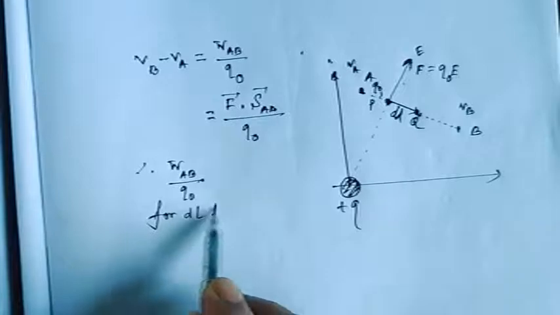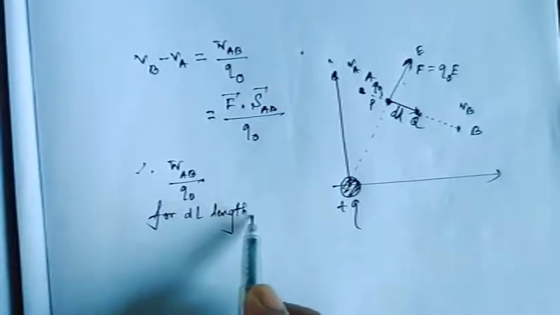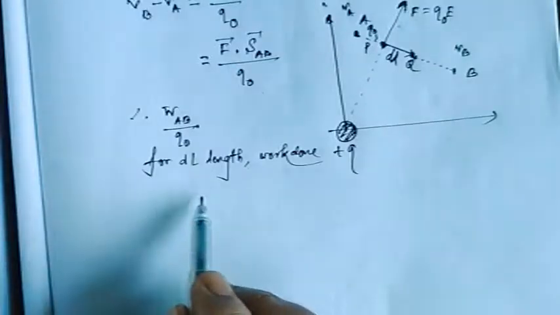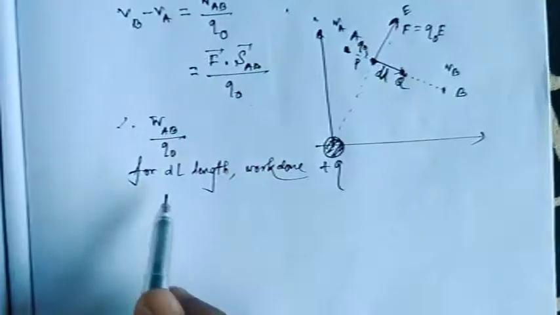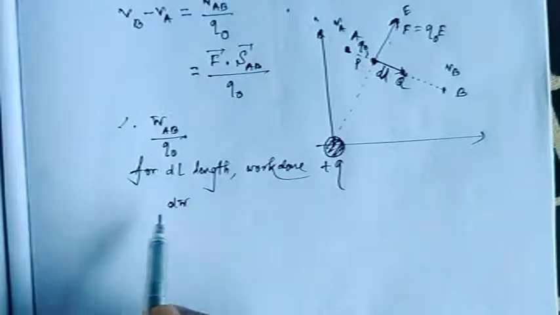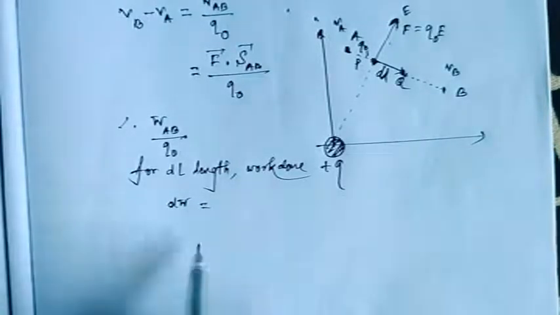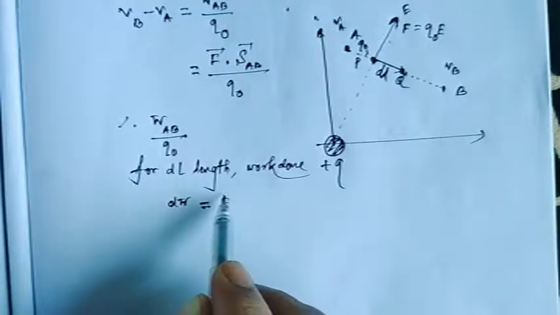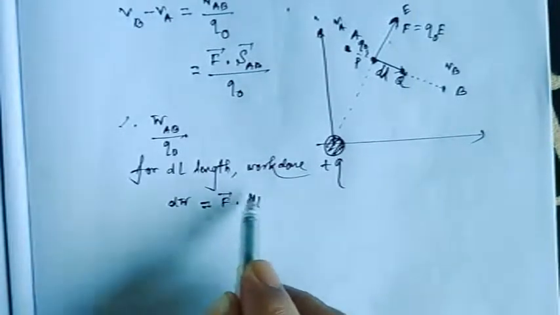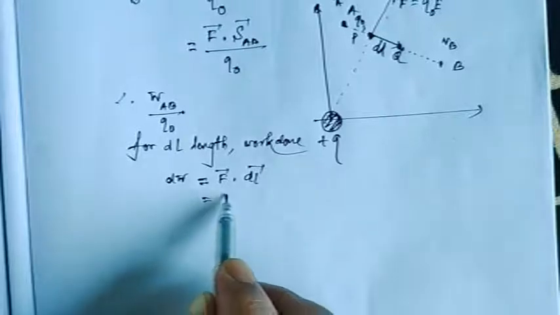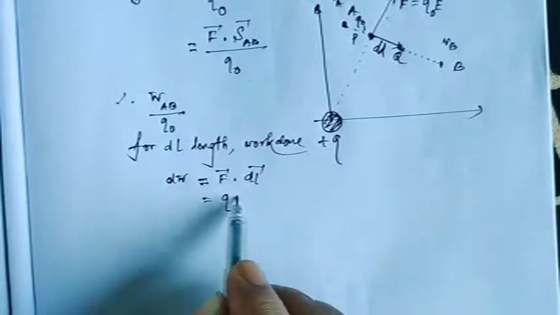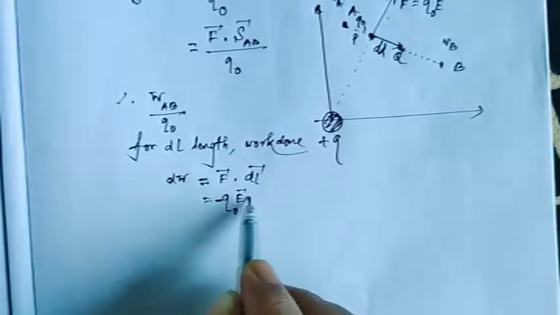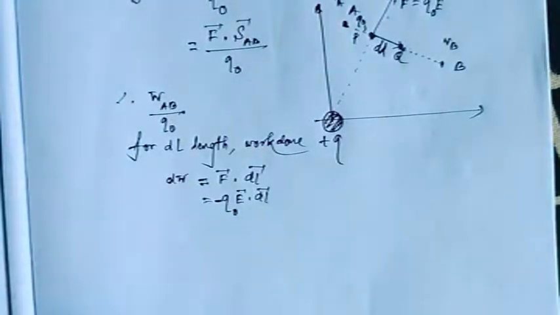So, for dl length, work done is dw, and that dw equals force dot dl vector. Now this force we can write as q naught e, and that force I told you minus q naught e dot dl vector.